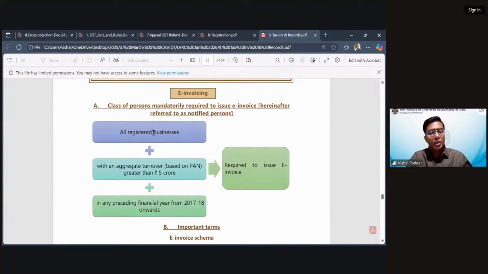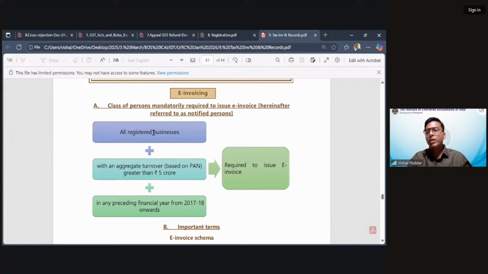Next. Now, e-invoicing has been introduced under the GST law, and originally it started with the 500 crore turnover applicability. Now it has been reduced to as low as 5 crore turnover. But the question is, firstly, what is e-invoice?